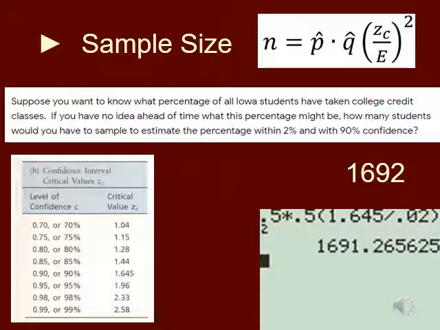For 90% confidence, the z-score is 1.645. It says within 2%, so divided by 0.02. And again, I square what's in the parentheses. Once again, you've got to round up, and that's why the answer is going to be 1692.